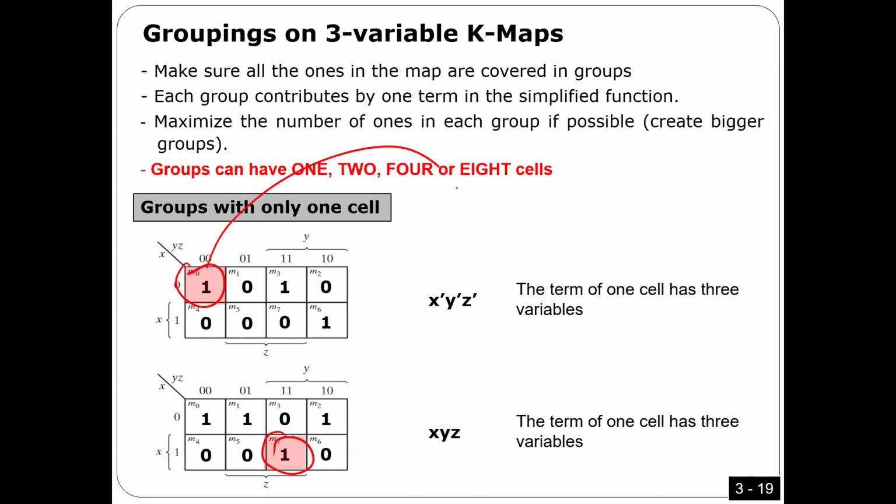And when I take this one alone, you are going to have a term that has 3 variables. And this is for sure the maximum, because now this one has all the variables I have. Is that okay? I don't have another option. I wish I could, but I don't, because there are no neighbors to this one.